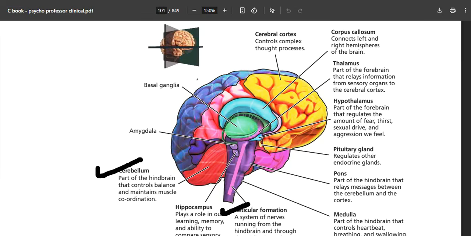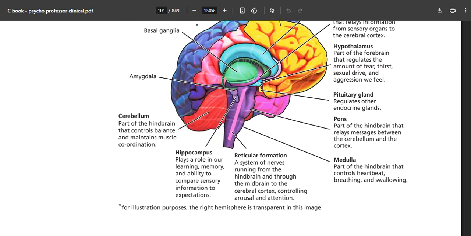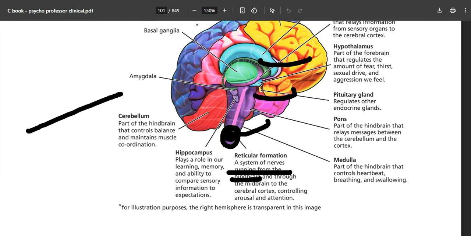So, co-presented by this book, cerebellum is available over here, reticular formation is available, and hypothalamus, corpus callosum. So you know from where the questions are being asked. Now, what is a reticular formation? RF, a system of nerves running from the hindbrain. Hindbrain is what? Your backside. Hindbrain, midbrain, and the forebrain, and through the midbrain.